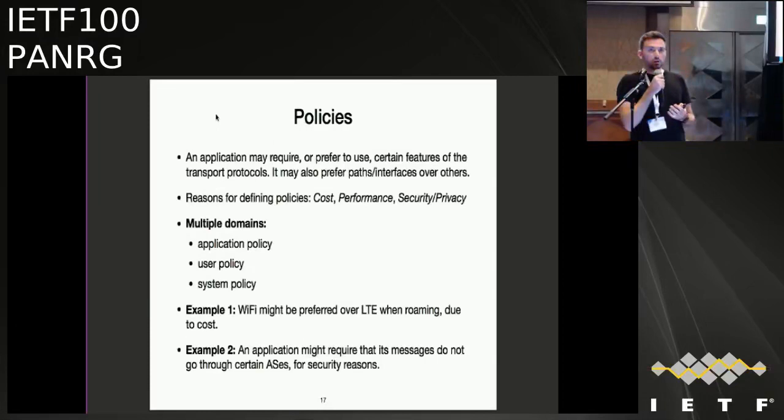Then aside from message properties, an application may want to set policies specifying which features of the transport protocols it prefers, or which paths or interfaces it prefers to use for cost, performance, security or privacy reasons. There are multiple domains to do that. It can be at the application level, or it could be a user policy or a system policy. The first example is that Wi-Fi might be preferred to LTE for cost reasons. The second example is that an application might require that its messages do not cross certain networks for security reasons.